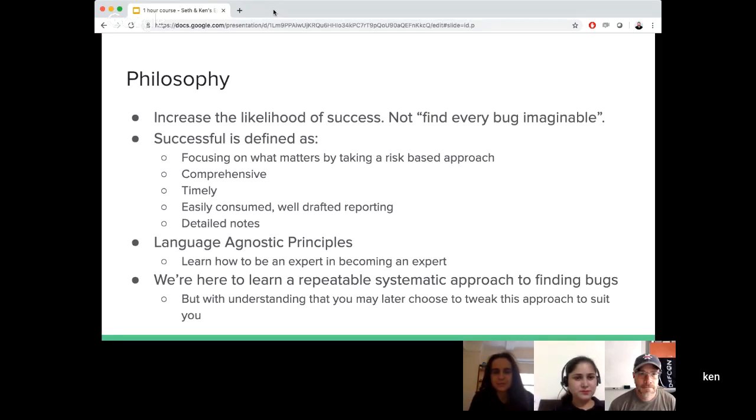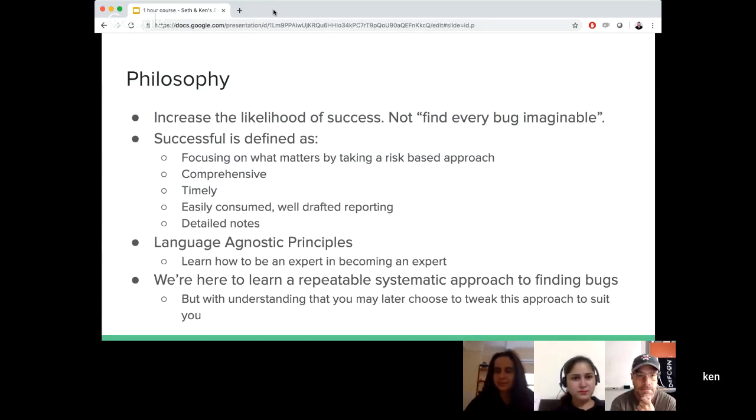So your goals when you're doing a code review are, you have to focus on what matters the most. So you basically create a risk profile for the application you're reviewing. You have to be as thorough as you obviously can, but you have time constraints, which we'll go into. So based off your time constraints, you want to be as comprehensive as possible. You want to hit the things that matter the most.